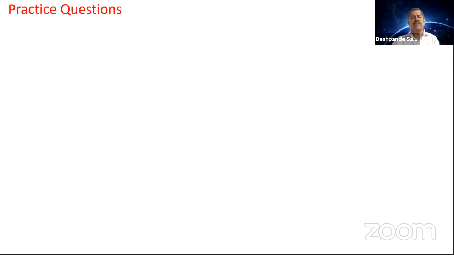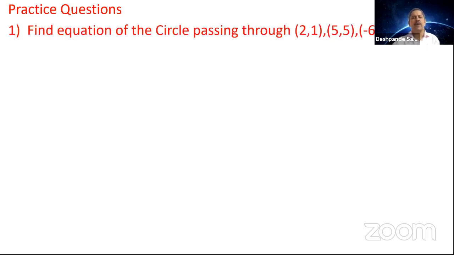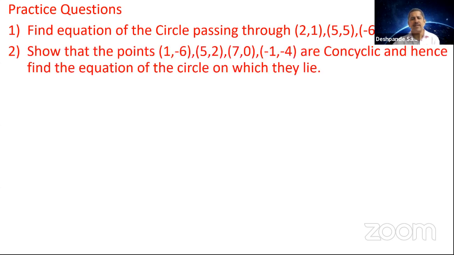Okay, so if you understood it, you just need to practice a lot. I have given some exercise problems. You make a note of it. The first problem: finding the equation of the circle passing through the given points (2, 1), (5, 5) and (-6, 7).